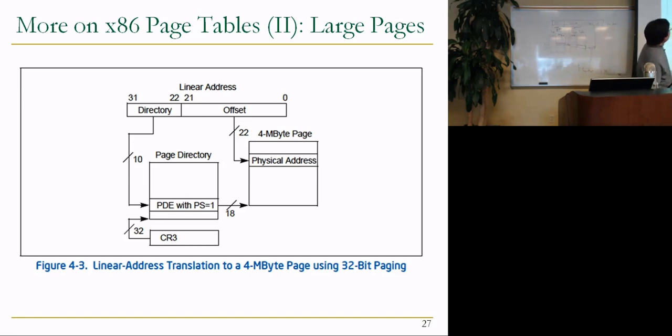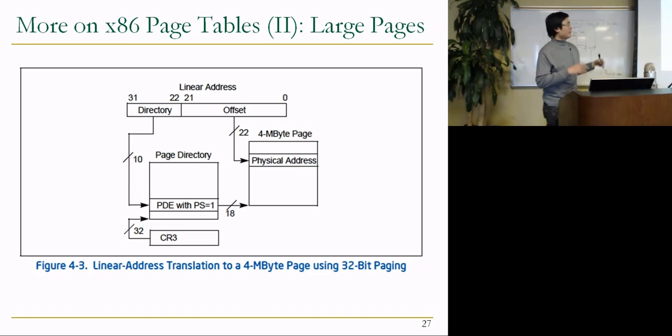So in x86, when you have large pages, you don't really have to use two levels of indirection. You have the directory, which is 10 bits, and you append the page table entry to the offset to get the physical address, where each physical frame is 4 megabytes.